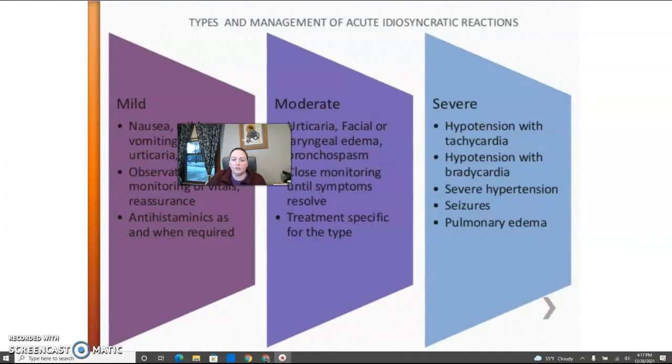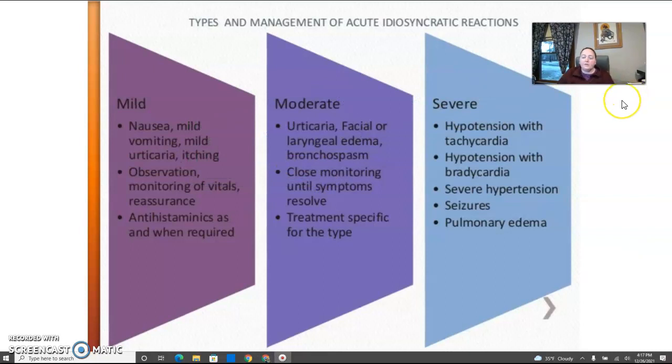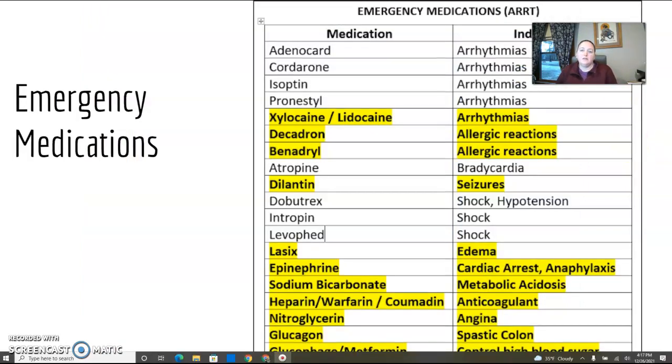And this picture may help you. A lot of people are always like, I feel like vomiting is severe. Vomiting is no fun, but vomiting is usually, most of the time, not life-threatening in these types of situations. So for these, they consider vomiting to still be a mild reaction, and not life-threatening. So know the differences between the three and what you might see.